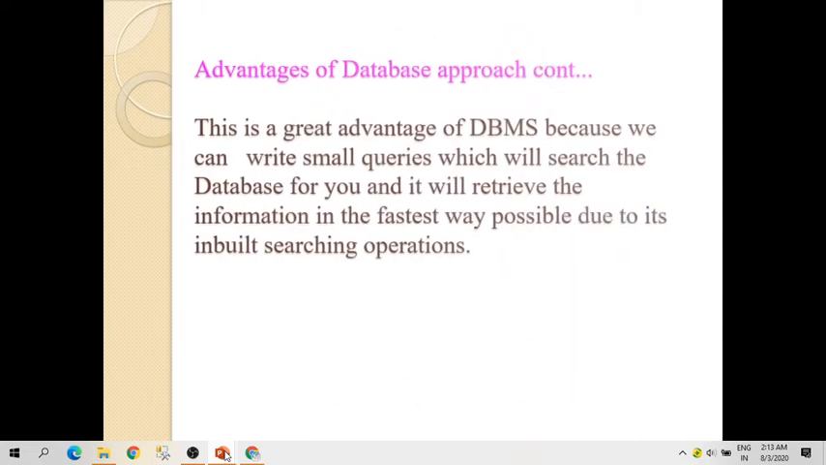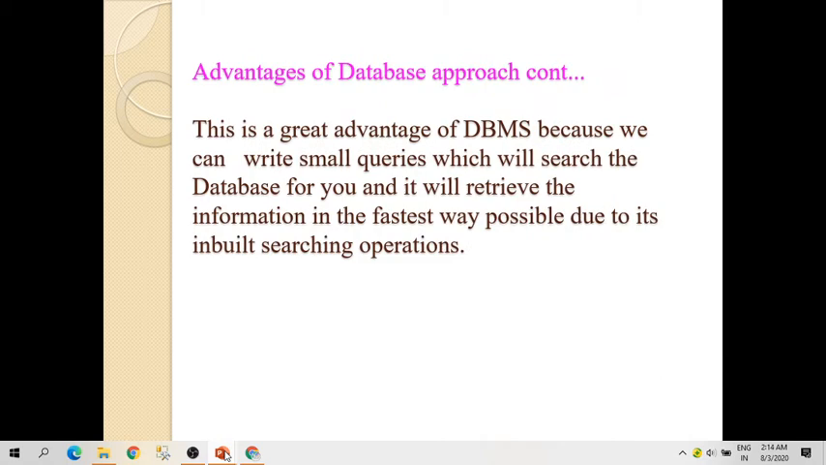These are the main advantages of the DBMS, because we can write small queries which will search the database for you, and it will retrieve the information in the fastest possible way due to its inbuilt searching operations.